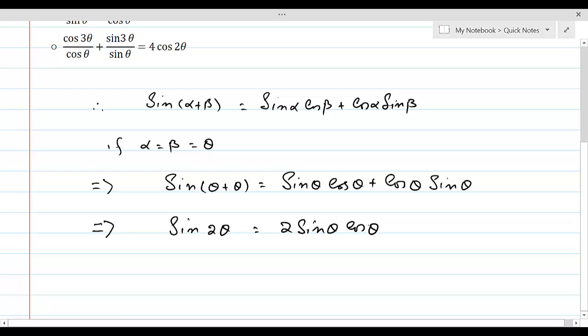So this is called the double angle identity for sine 2 theta. We will be using this result many times. So let's highlight this.